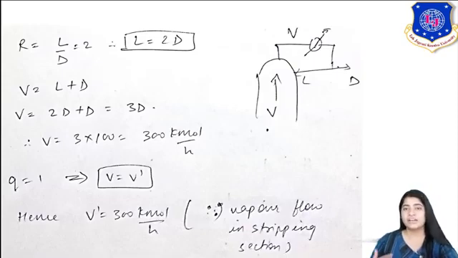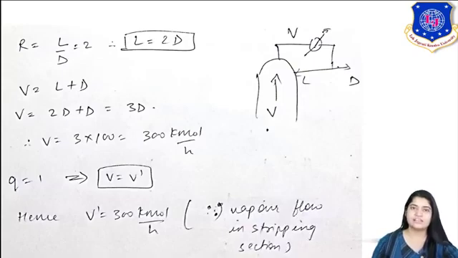Now, again recall, the feed condition is given here. That is saturated liquid. It means q equal to 1. That means V is equal to V bar. Therefore, the vapor flow rate in the stripping section would be the same as that in the enriching section. Hence, your final answer is V bar equal to 300 kmol per hour.